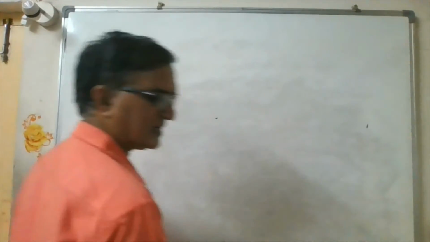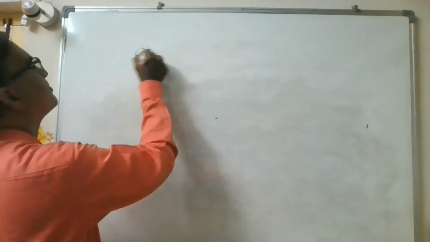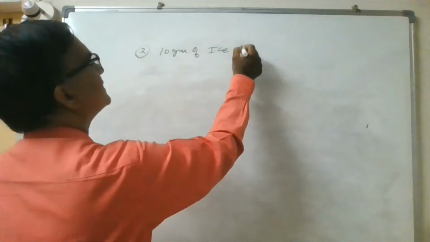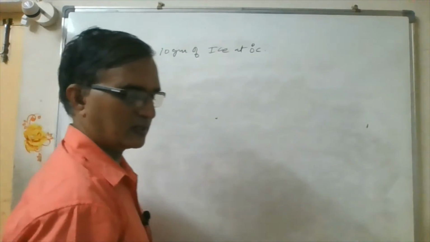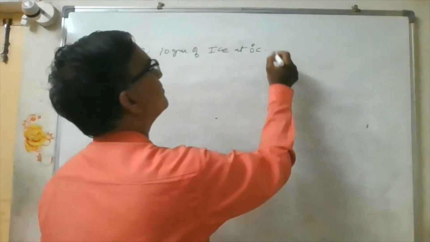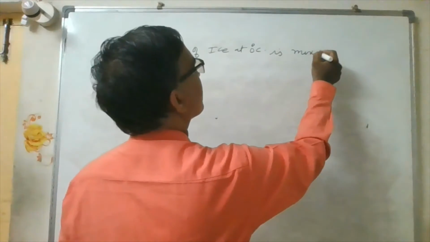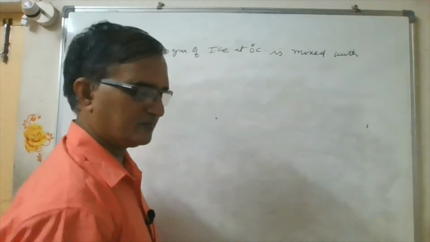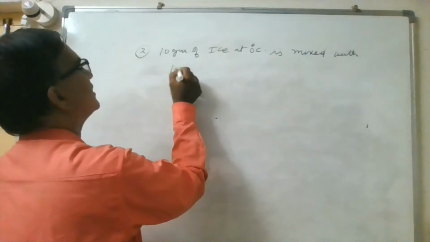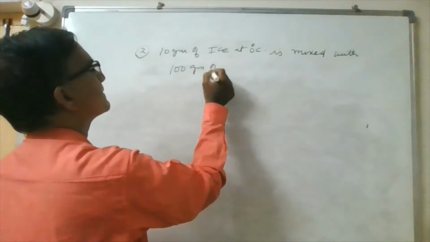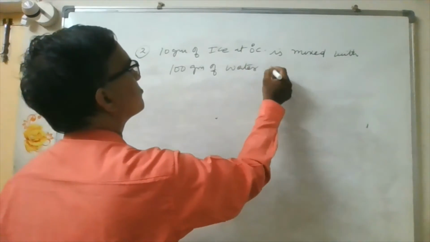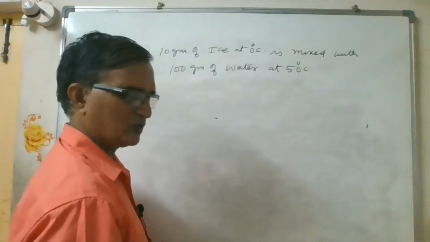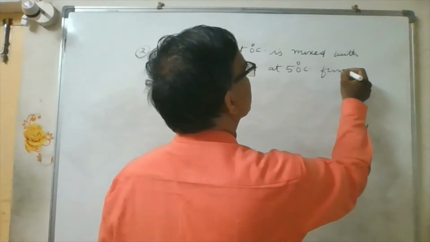Second problem. Ten grams of ice at 0 degrees centigrade is mixed with 100 grams of water at 50 degrees centigrade. Find the resultant temperature.